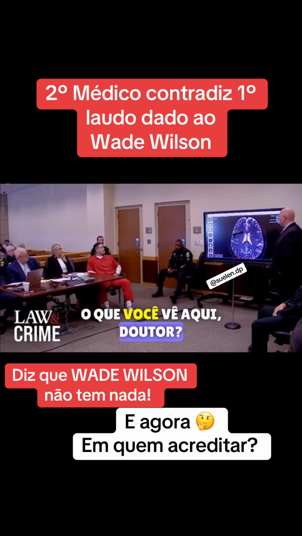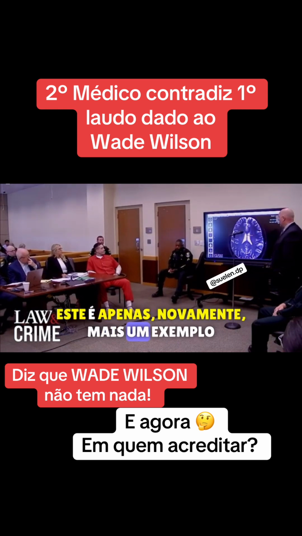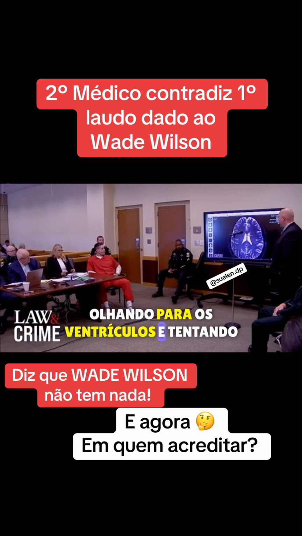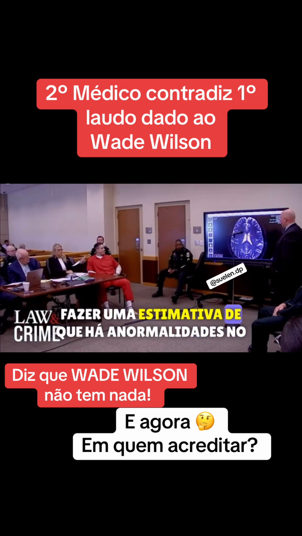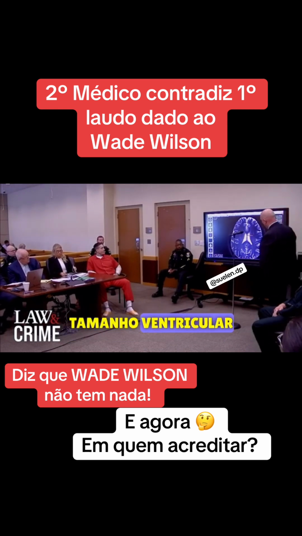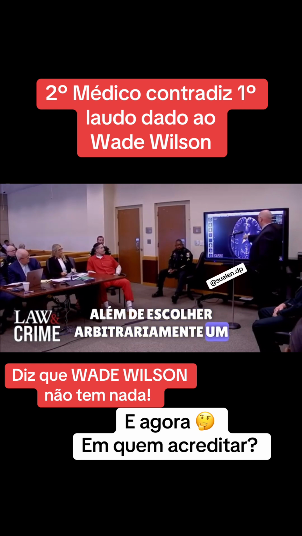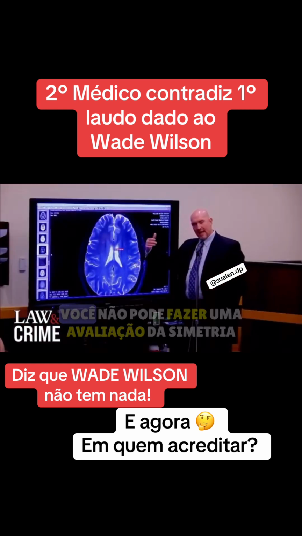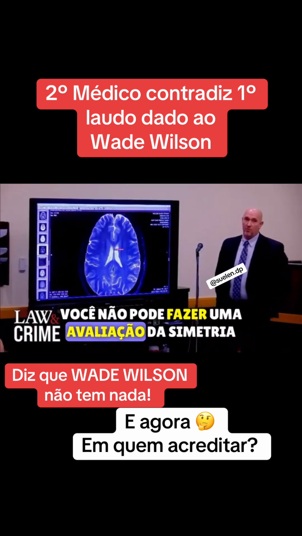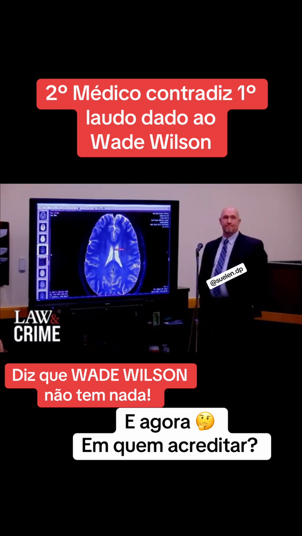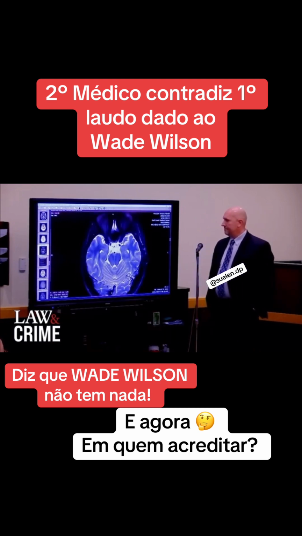What do you see here, doctor? This is just, again, another example looking at the ventricles and trying to make an estimate that there are abnormalities in ventricular size, also arbitrarily choosing one point versus another point. Again, you can't make an assessment of ventricular symmetry by doing that. We'll go on to the next slide, which is slide 6. What do you see in this slide, doctor?